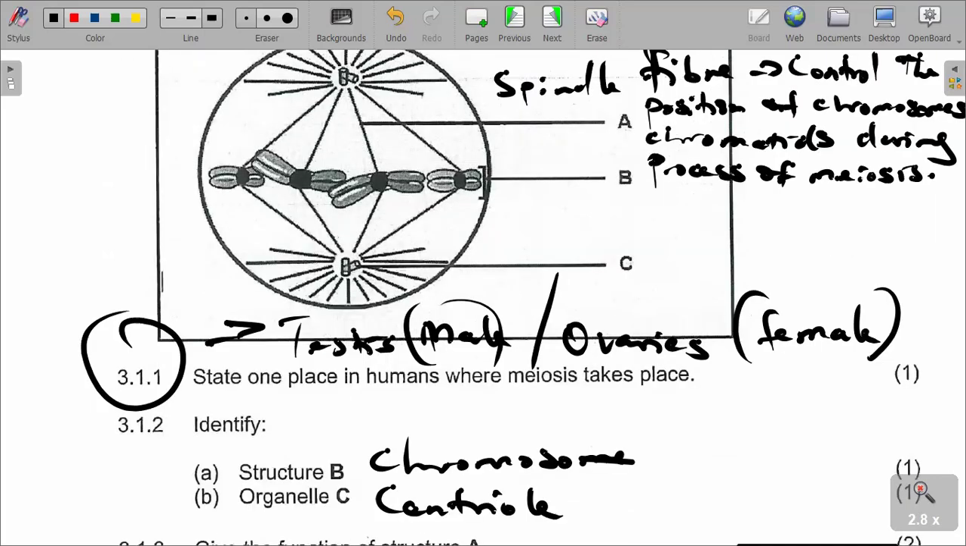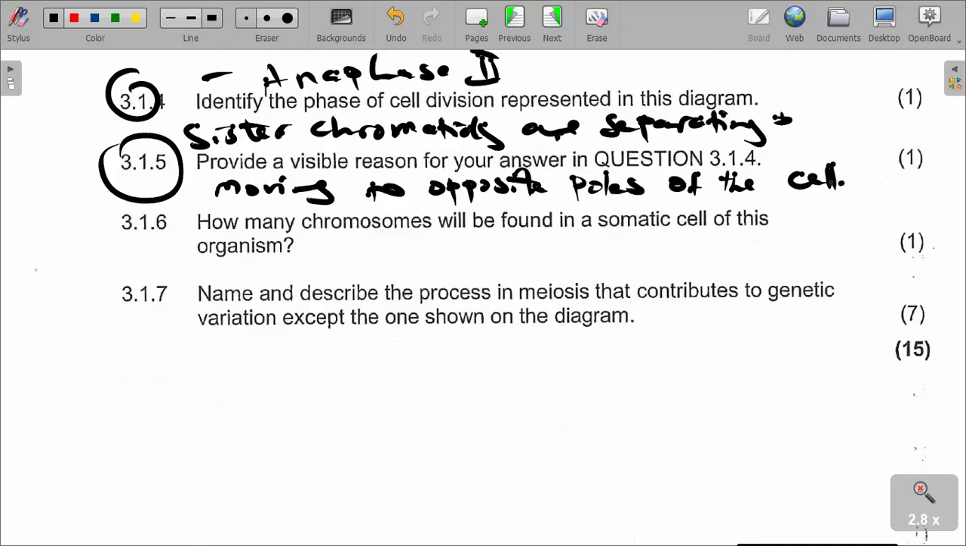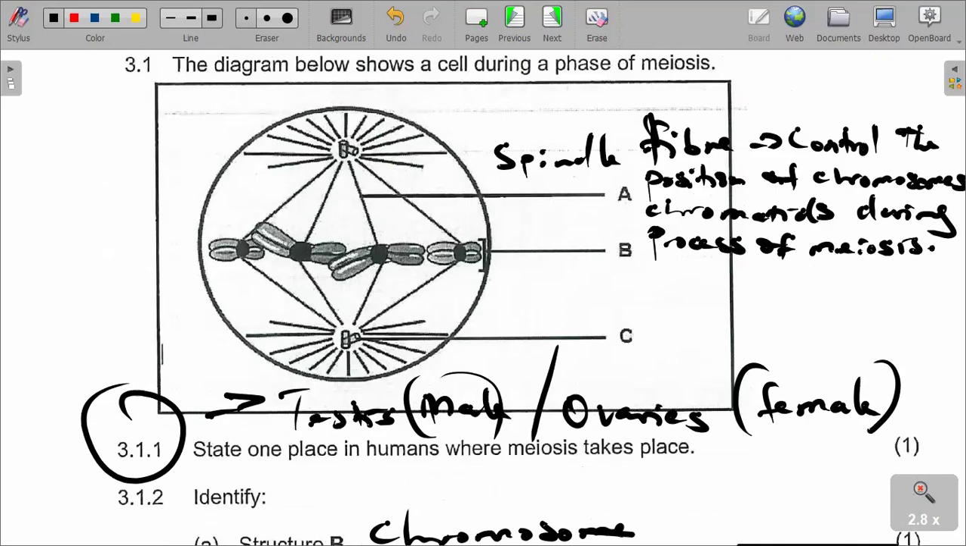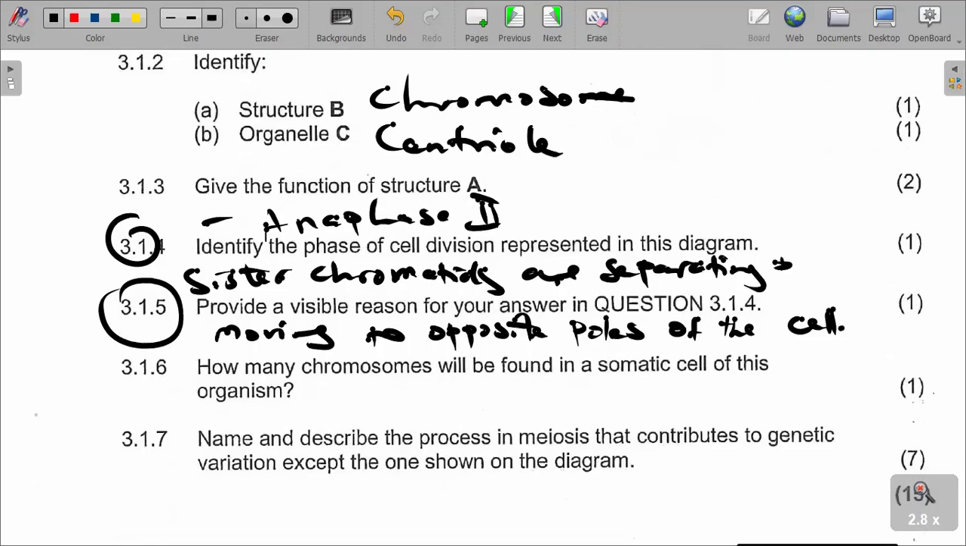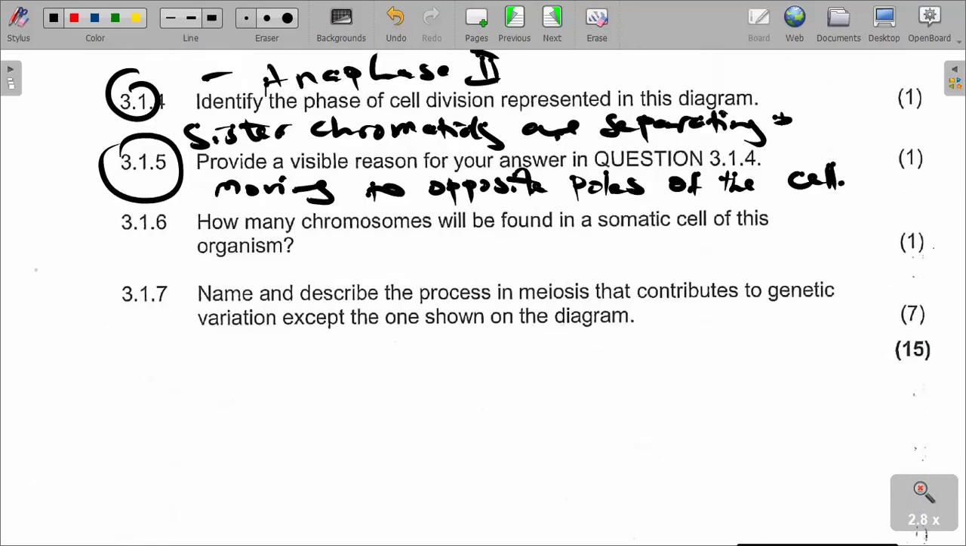Someone can also argue that it is metaphase because we have got chromosomes that are lined at the equator. That can also maybe match. And then the next question is: how many chromosomes will be found in a somatic cell of this organism?